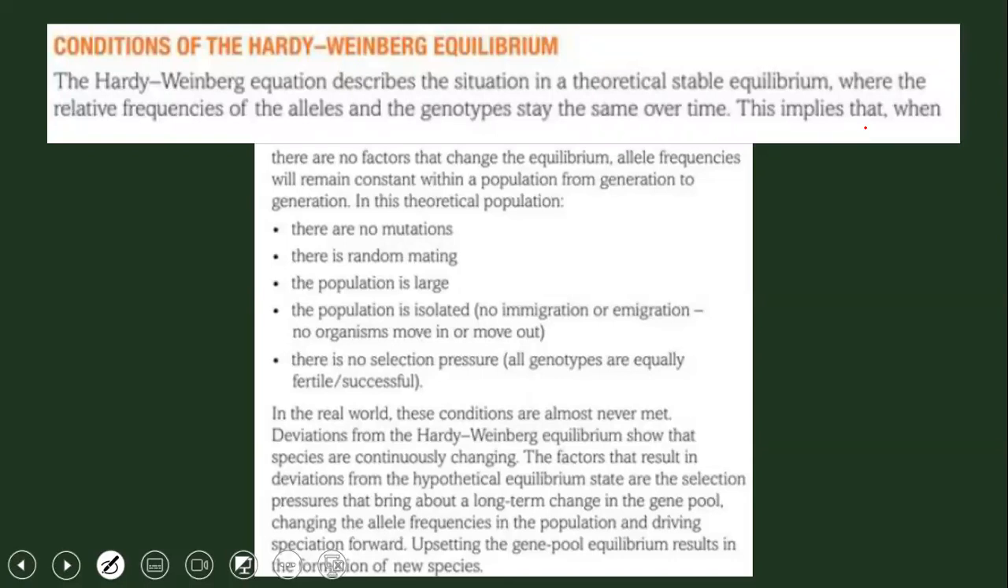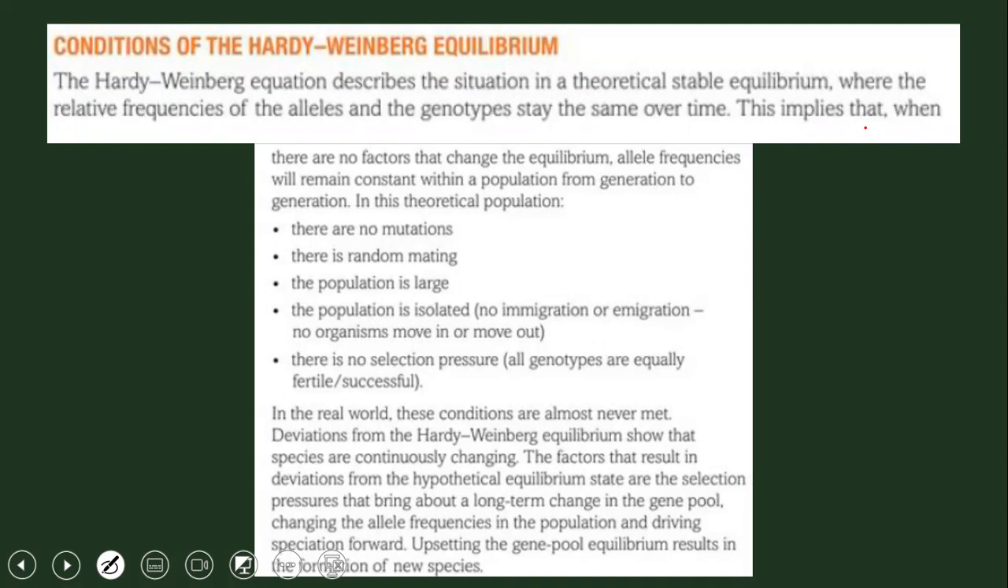Fine. There is random mating taking place, meaning that the selection of mate is going to be random. The population is going to be large. The population is isolated, meaning that either it's genetically isolated or geographically isolated, and basically it's geographically isolated. There is no immigration taking place, no new species is moving in, no species is moving out, and there's no selection pressure, right? In these conditions, you can go ahead and apply the Hardy-Weinberg theory.